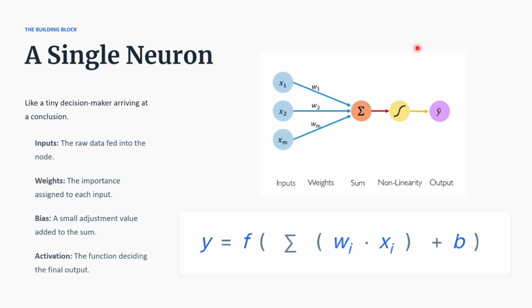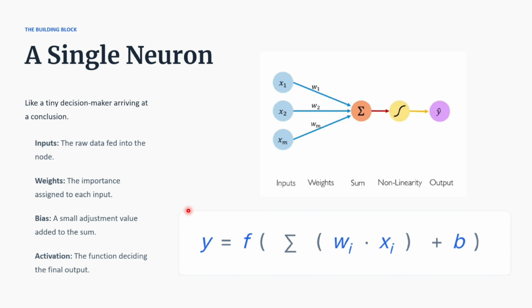Let's zoom into the smallest unit, a single artificial neuron. Think of a neuron like a small decision maker. It takes some inputs, which are just numbers. It multiplies each input by a weight, which represents how important that input is. It adds them all up, along with a small extra value called a bias. Finally, it passes this result through something called an activation function, which decides the final output.